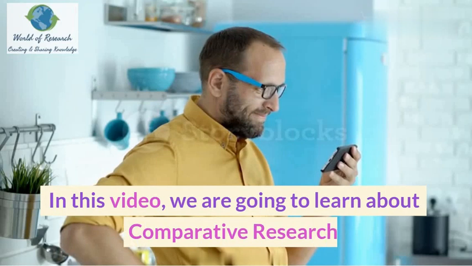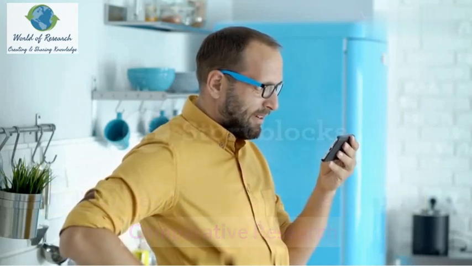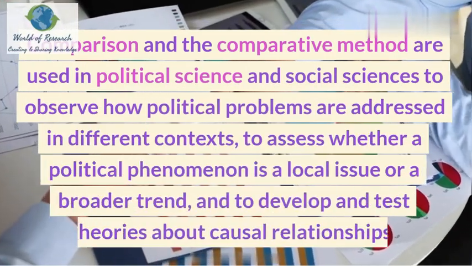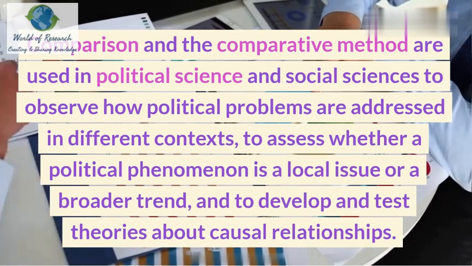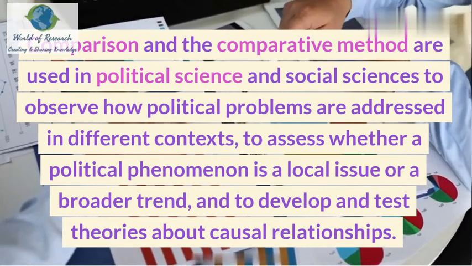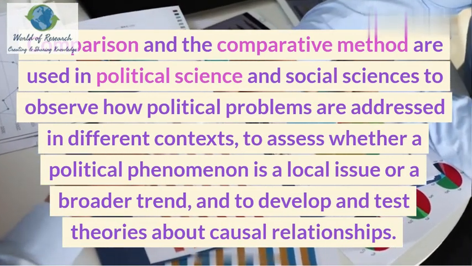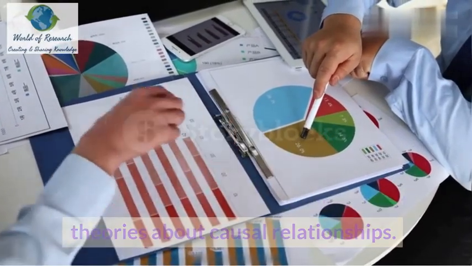In this video, we are going to learn about the comparative method in research. Comparison and the comparative method are used in political science and social sciences to observe how political problems are addressed in different contexts, to assess whether a political phenomenon is a local issue or a broader trend, and to develop and test theories about causal relationships.